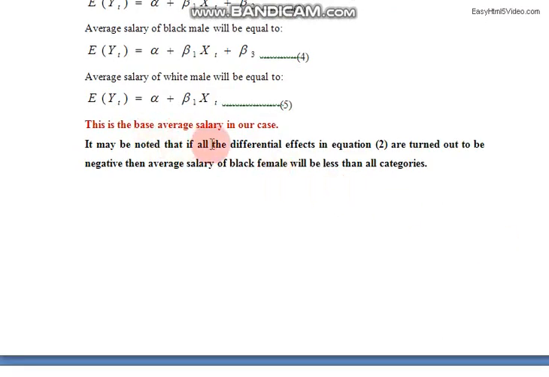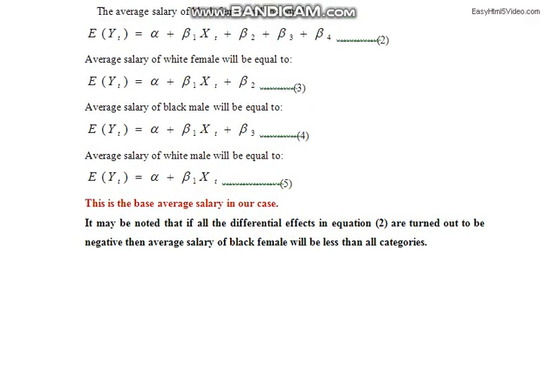It may be noted here that if all the differential effects in model 2, beta 2, beta 3 and beta 4, turn out to be negative, it means that the average salary of a black female will be less than all the other categories. The person is female and moreover she is also black, so she will have the minimum salary of all the categories if all these coefficients are negative.